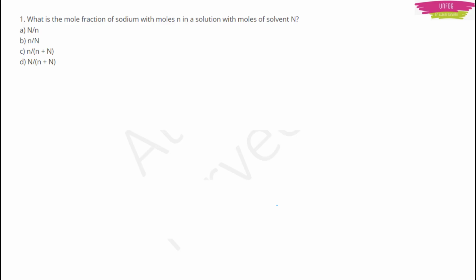What is the mole fraction of solute with moles n in a solution with moles of solvent capital N? Here in place of Ni, they have given small n, and in place of N total, capital N is there. They are telling you to find the mole fraction. Now what is mole fraction? Mole fraction is equal to moles of solute upon total number of moles of solution. Just now we have written it, right? Xi is equal to n upon small n plus capital N, because we are talking about N total, right? N total will be equal to small n plus capital N. So your option C should be the right answer.